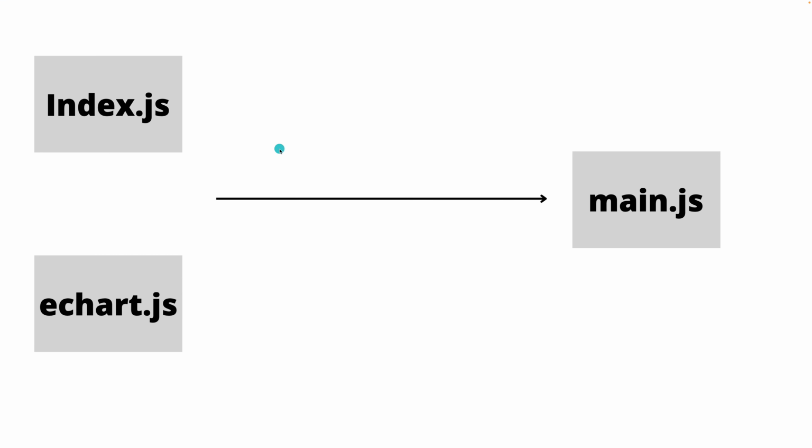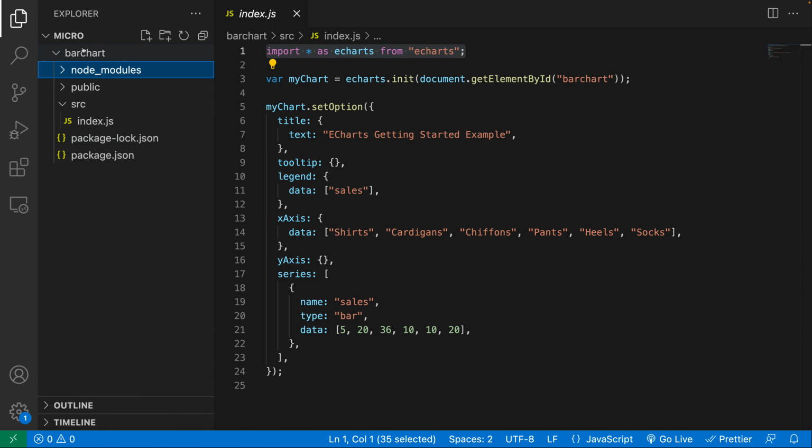So let's go over here, just as a quick reminder. Right now we have the index.js file. We also have the echarts.js file, which is a dependency. What Webpack is going to do is combine it all together into a main.js file, and this is what we're going to be running in the browser. So let's go ahead and do that.